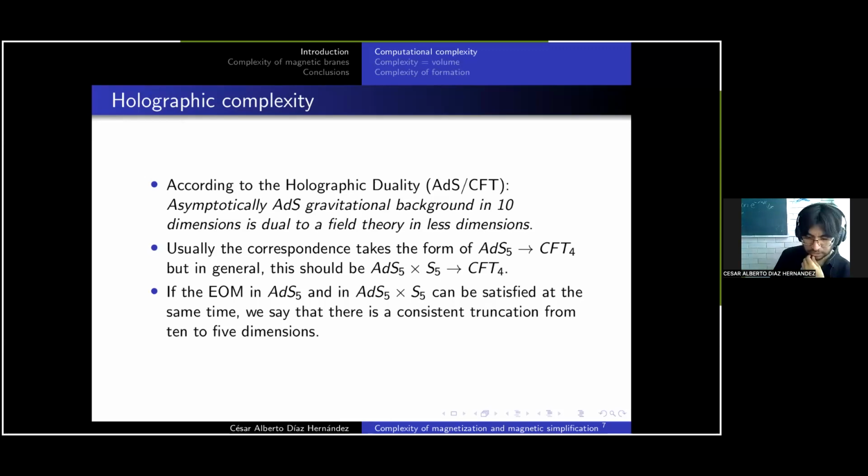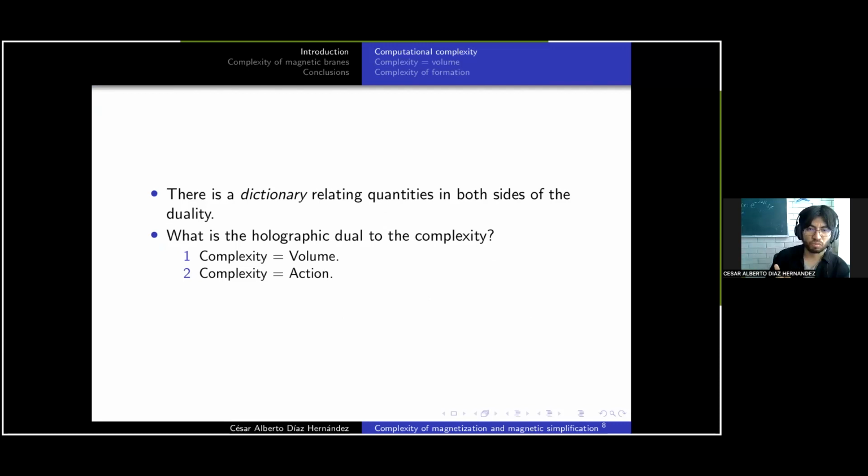So we usually don't bother about the extra 5 dimensions, right? In the context of complexity, these extra dimensions may be relevant. So keep this in mind. Okay, and this duality gives us a dictionary to relate the quantities on both sides of the duality.